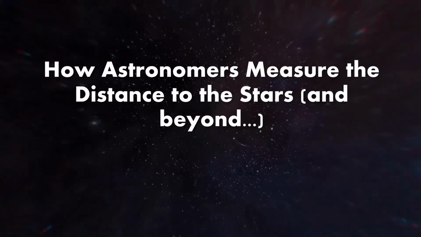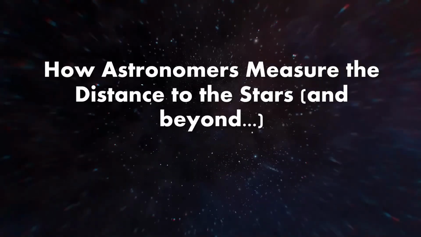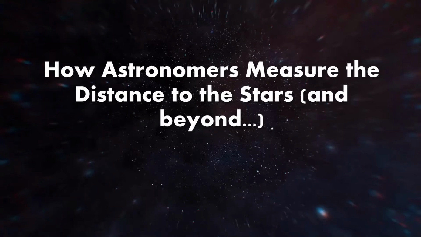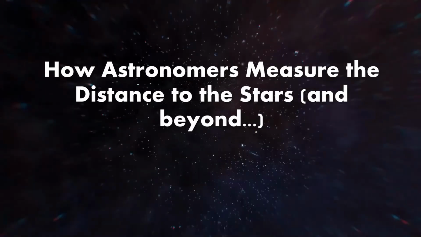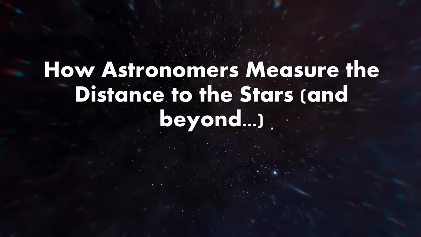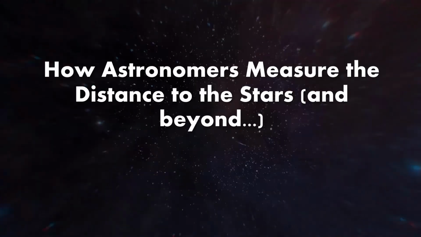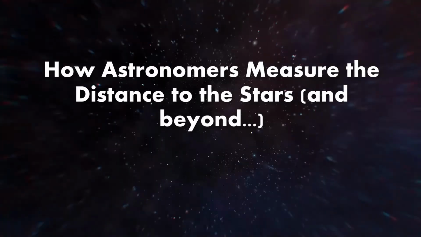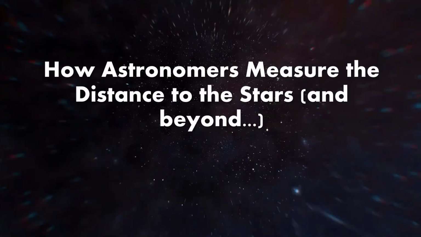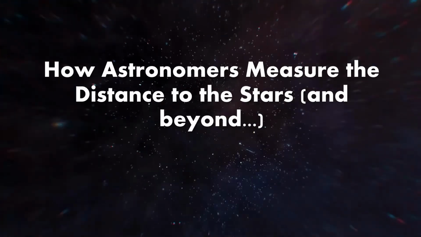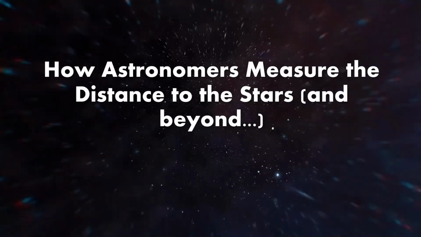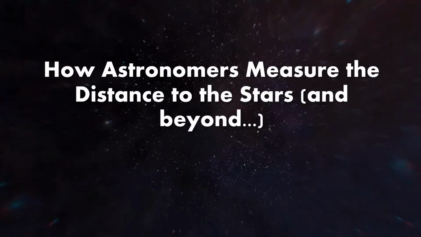Hi everyone. So my talk is going to be on how astronomers use different techniques to measure the distance to various objects in the universe, including stars and galaxies. So this is going to be a really quick whistle-stop tour covering a few different methods, but it's not complete and it'll be very quick and very basic. So we'll get started.